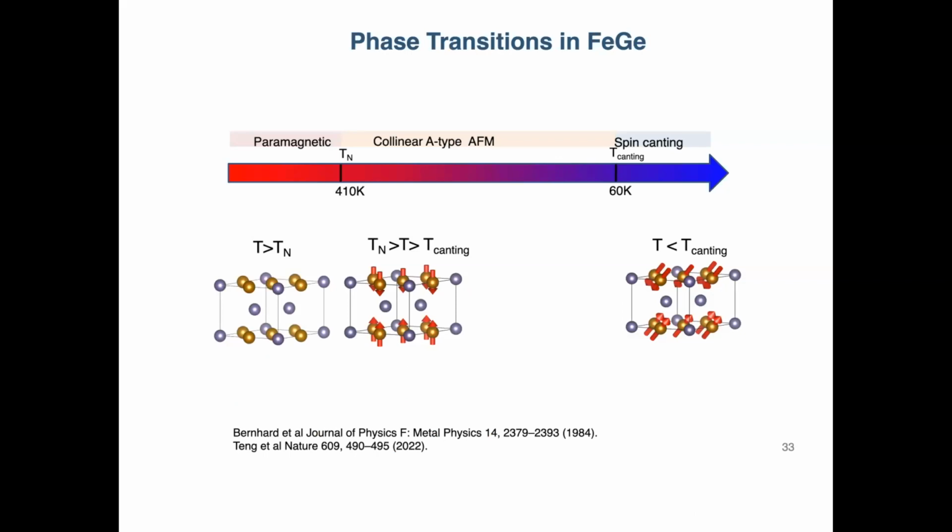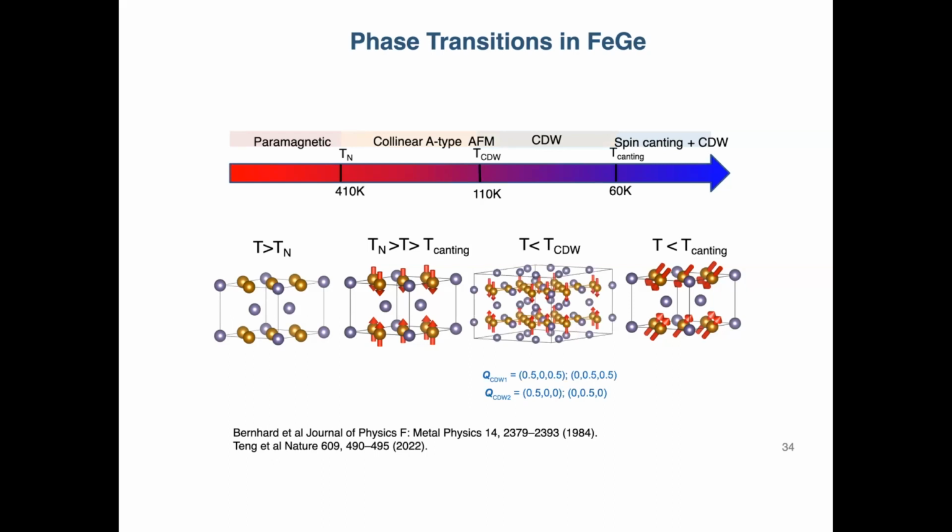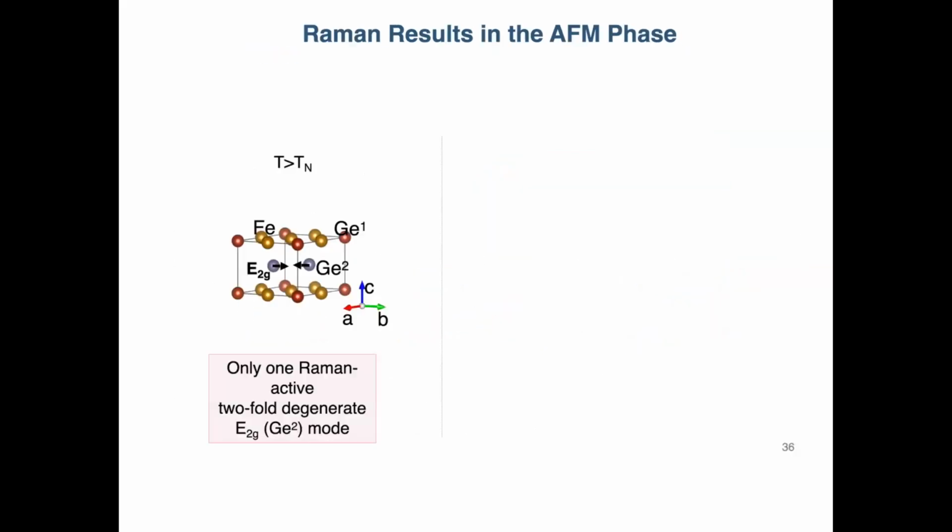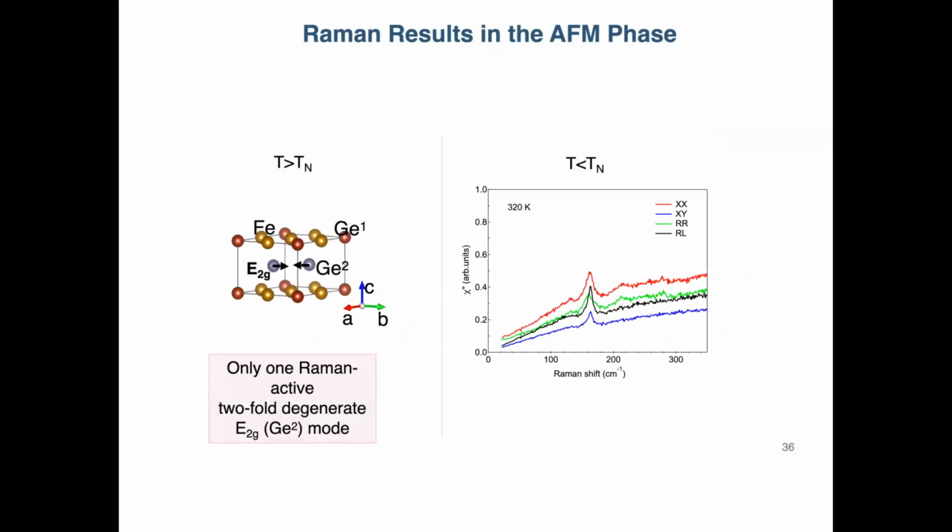So this material, which is binary, and we expect it to be extremely simple, turned out to be complicated. There is a Néel temperature at 410. There is a spin-flop transition at 60 K that was known, and then the CDW was discovered here. And then Pengcheng suggested we look for that, so we went to look for that. So in a few strokes, I will say what we know.